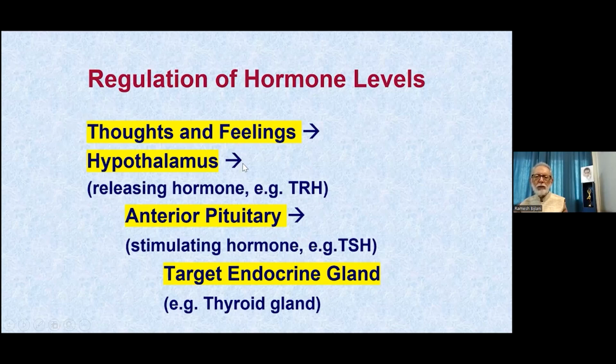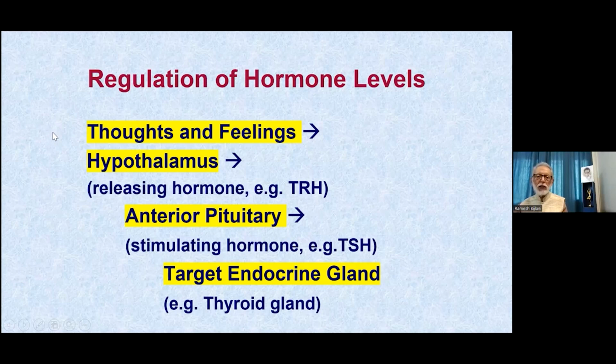And all this is being put together to decide how much of TRH should be released, for example, in this case, or any other releasing hormone should be released. Depending upon the amount of releasing hormone released, the activity of the anterior pituitary is affected. And depending upon the activity of the anterior pituitary, the activity of the target gland is affected. So you can see that's how thoughts and feelings can affect a very large number of endocrine glands, just about every endocrine gland. And in fact, you'll gradually, after listening to this again and again, you would feel that thoughts and feelings can affect every function in the body.